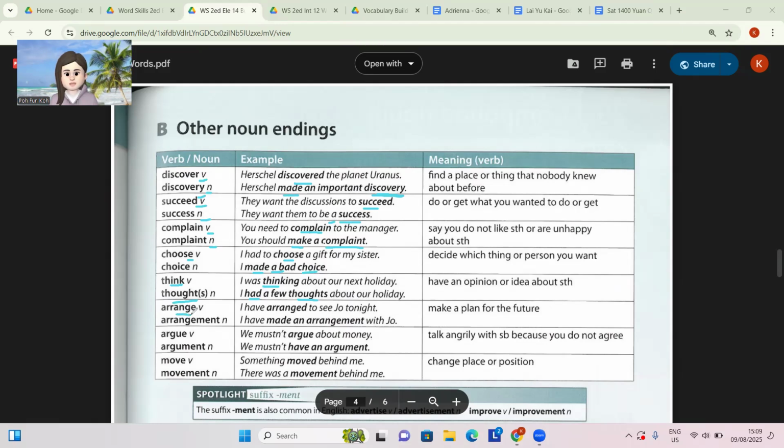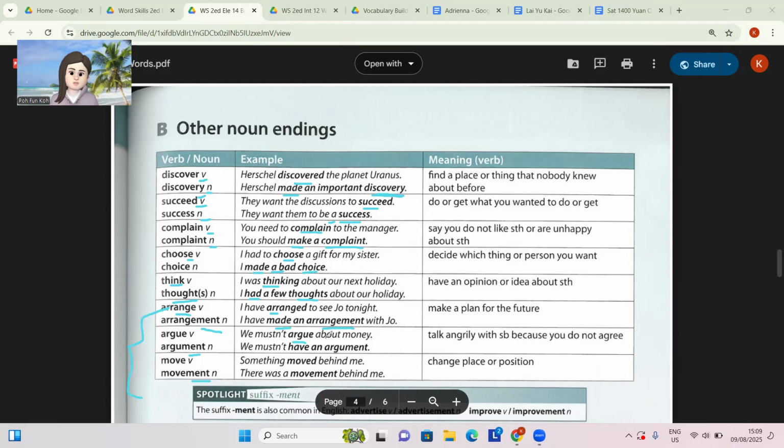Next one, arrange. Here we see the same pattern. We add ment here. Arrange. I arrange. I've arranged to see Joe tonight. And arrangement is a noun. How do you use arrangement as a noun? Add a verb in front of it. Make an arrangement.